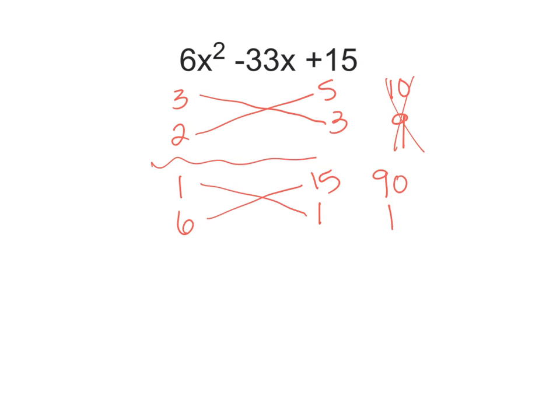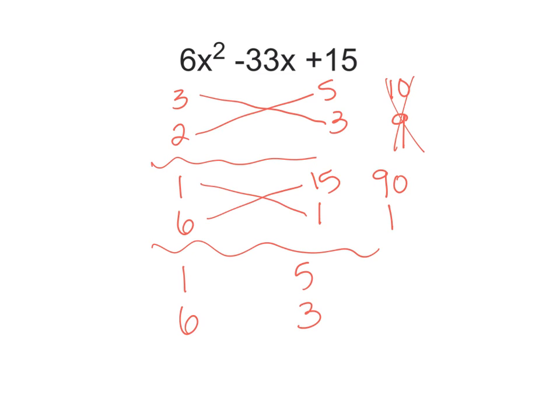So now, what have I not tried? What combination have I not tried? Because there is one. Look at your paper and figure out what have you not put together yet and tried to multiply. You can do 1 and 6 and 5 and 3, or 3 and 2. Oh, 1 and 6 and 5 and 3?